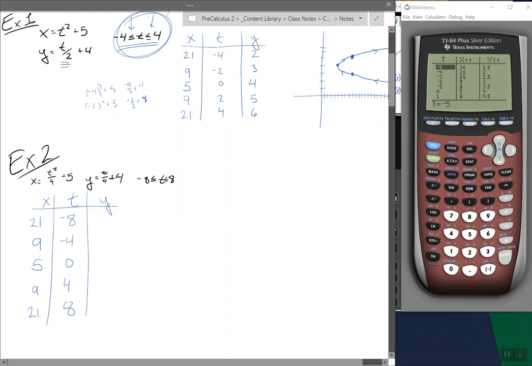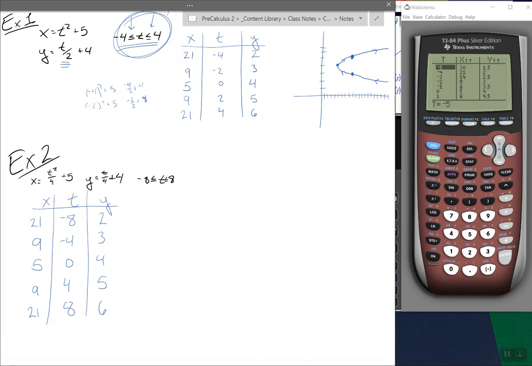Curious. Okay, for y, if we take -8, -8 divided by 4 is -2. -2 plus 4 is 2. -4 divided by 4 is -1, plus 4 is 3. Then 0 gives 4, so that's 5 next. That's okay. We got the exact same values again. So we had different curves, t squared over 4 plus 5 and t over 4 plus 4. We had different time values, -8 to 8, but we got the exact same coordinates.